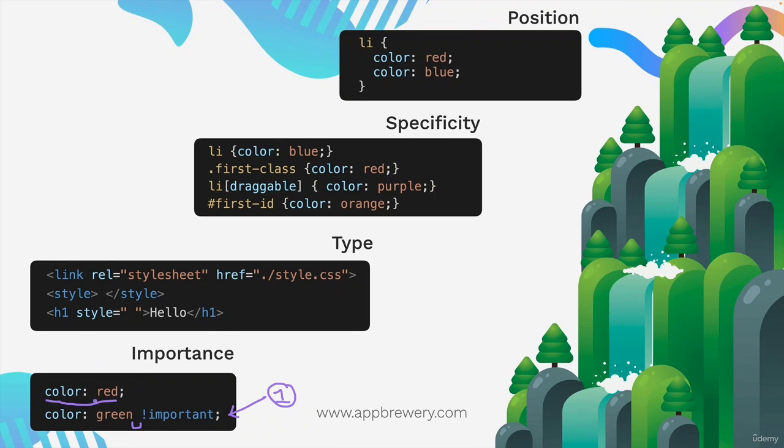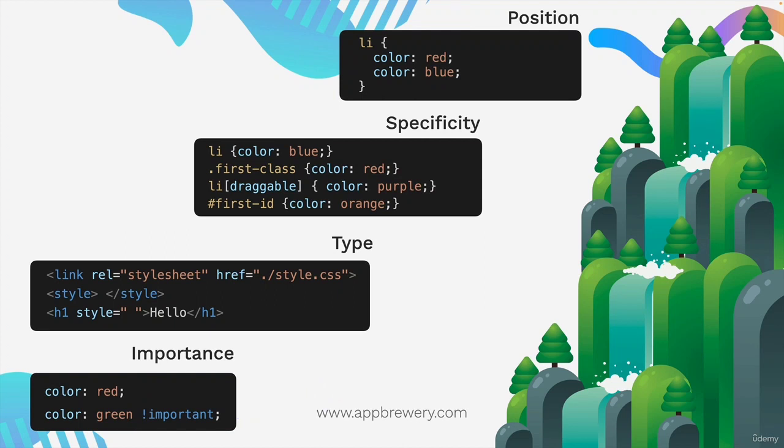It doesn't matter how important this previous rule is. It could have been inline, or it could have been in an ID selector, or it could have been at the very bottom of the page. This rule is going to come out as the top trump.